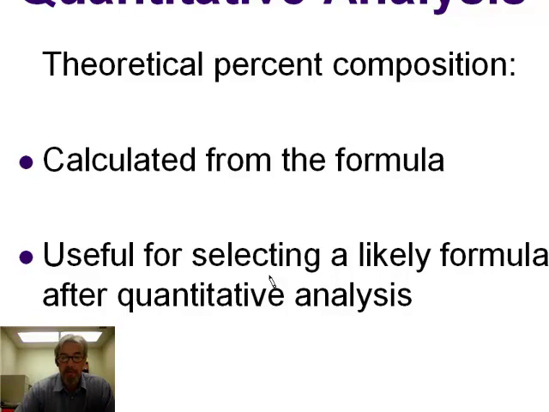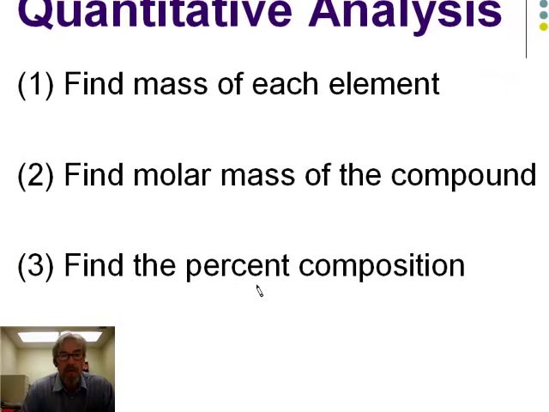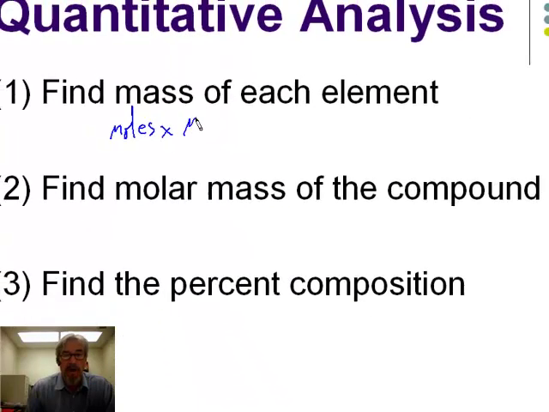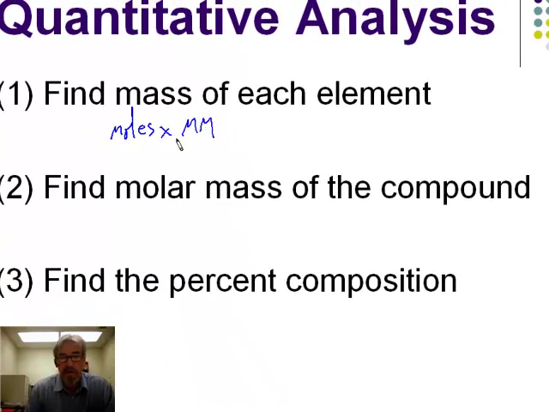How do you do it? Well, the first thing you want to do is find the mass of each element. You do that by taking the subscript, which is the moles, times the molar mass. Then you want to find the molar mass of the entire compound. Well, if you found the mass of each element, summing that up will give you the molar mass of the compound. Then the last thing you do is find the percent composition. And so what you'll do is you'll take the answers from 1 and divide each one by the answer from 2, and that will give you the percent composition.